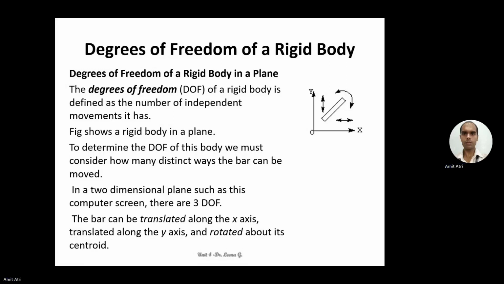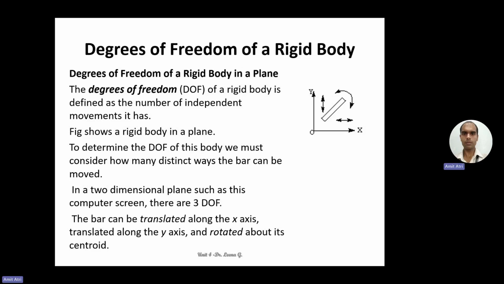Today we will discuss the kinematics of a robot. Kinematics is the branch of mechanics that deals with the study of motion, and here we do not consider the forces which are causing this movement or motion. Under this, the next topic is degree of freedom of a rigid body.